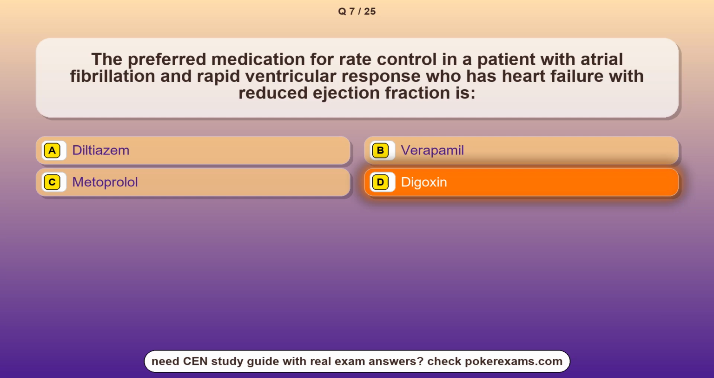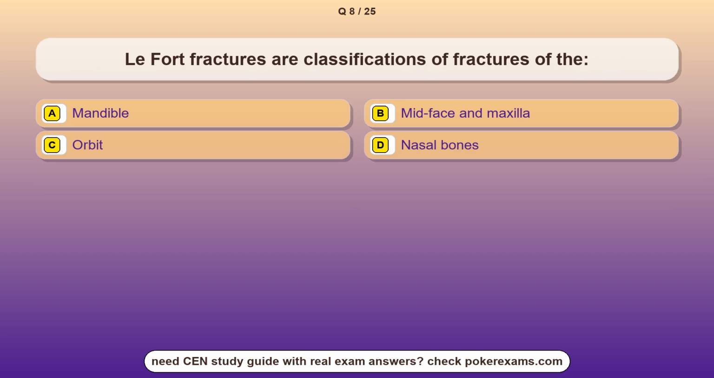The correct answer is option D. Digoxin.